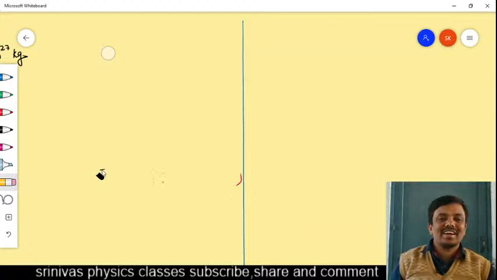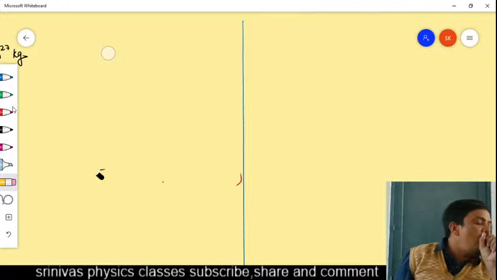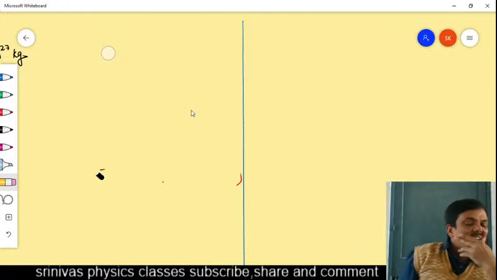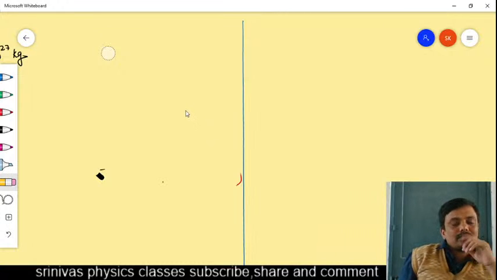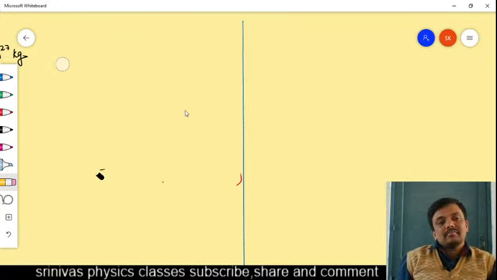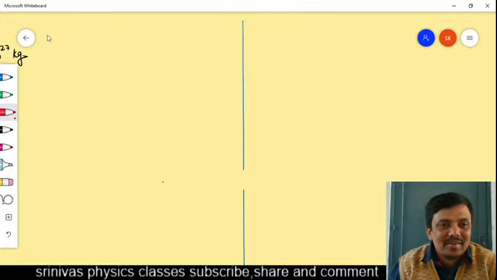Are you observing the condition of this board? What is going on here? Right, now click on the red pen. Now I think it will work.